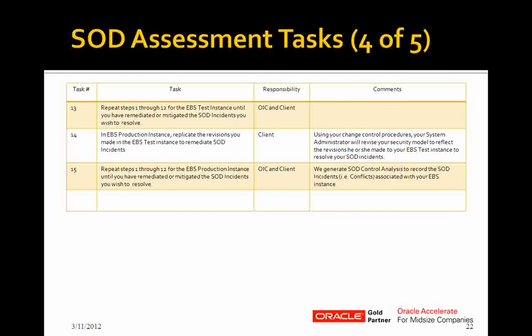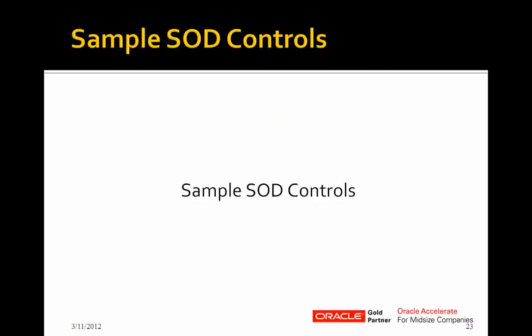We have to extract the data, this time from production, put it into a database, and go through all those steps so we can analyze that data. And once we've done that, we may have to go back, do some more remediation or mitigation type work, and then run the process again until we're satisfied that things are cleaned up.